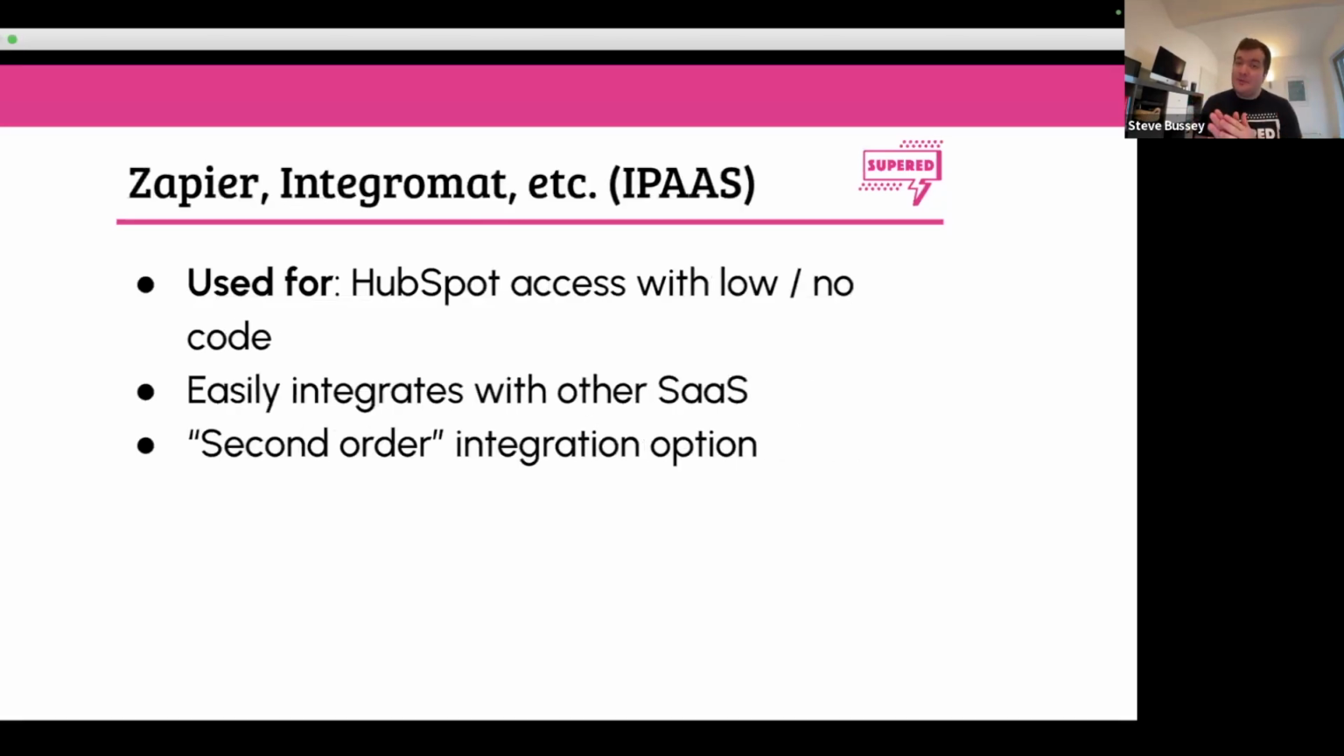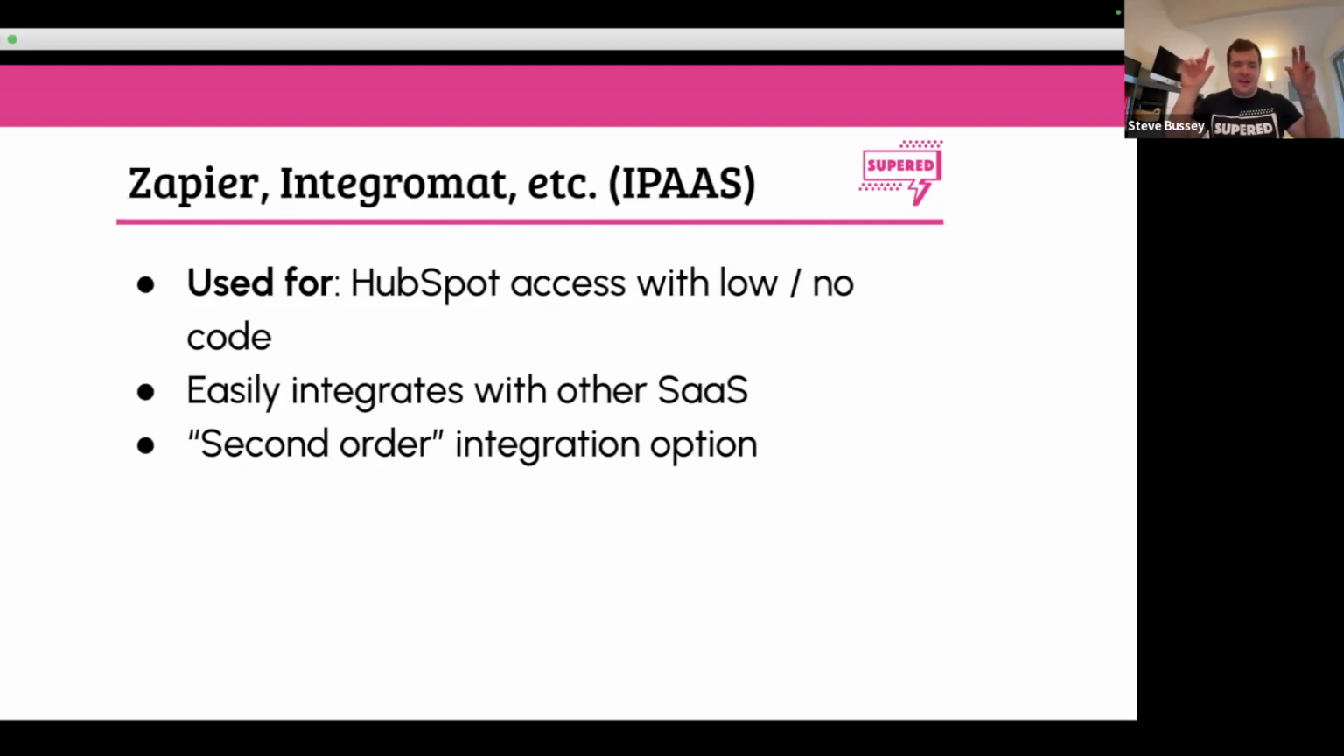Now that takes us to the third option, which is sort of a not HubSpot option, which is if you wanted to use something like Zapier or Integromat to run all the application for you. This is called an integration platform as a service, or iPaaS. And you can use this if you want to have the HubSpot API access with no or very low code. So basically these platforms like Zapier, they have all the integration built, and then they have a way for you to configure it and integrate it with other systems. And you can do that in a very low code option.